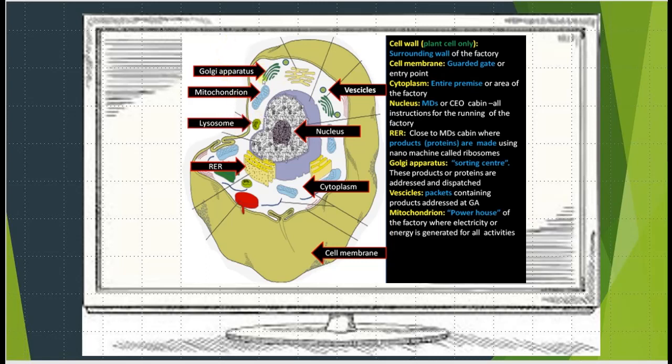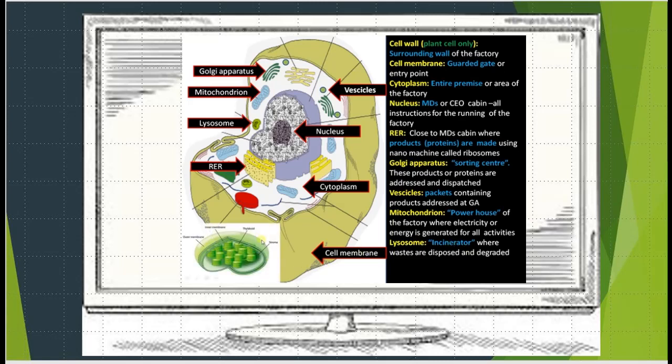Next comes the lysosome. As a part of all these activities, numerous waste products are produced and this should be disposed of properly. There comes the role of the lysosome. It can be considered as an incinerator where digestive enzymes are present which will degrade and dispose of or recycle the waste materials that are produced as a result of metabolic activities that take place inside the cell.